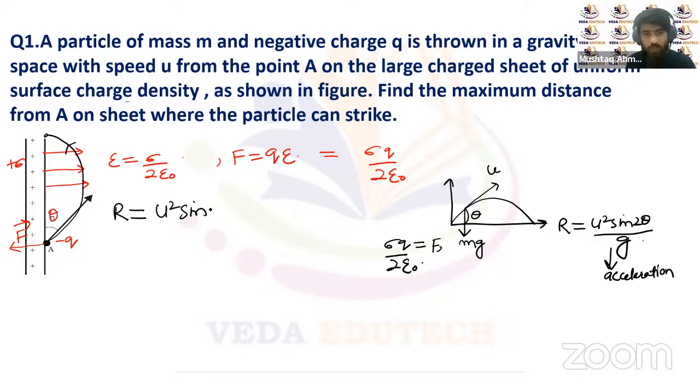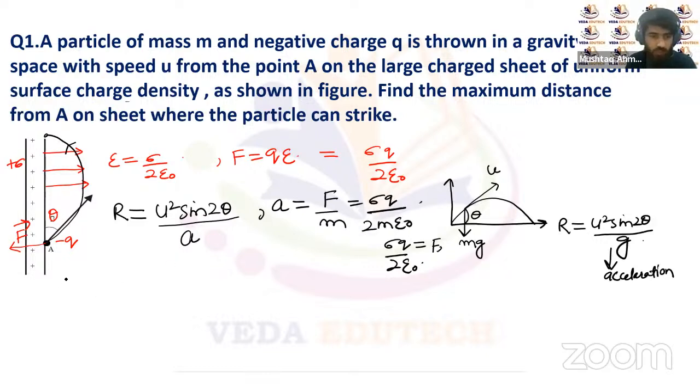So u square sine 2 theta stays as it is, but now it will be the acceleration a because of this electrostatic force. This acceleration a is force upon mass. Now the force here is sigma q upon 2 epsilon naught, so the acceleration is sigma q upon 2 m epsilon naught. Now we can substitute the value of a in this equation, and we get the range u square sine 2 theta over a.